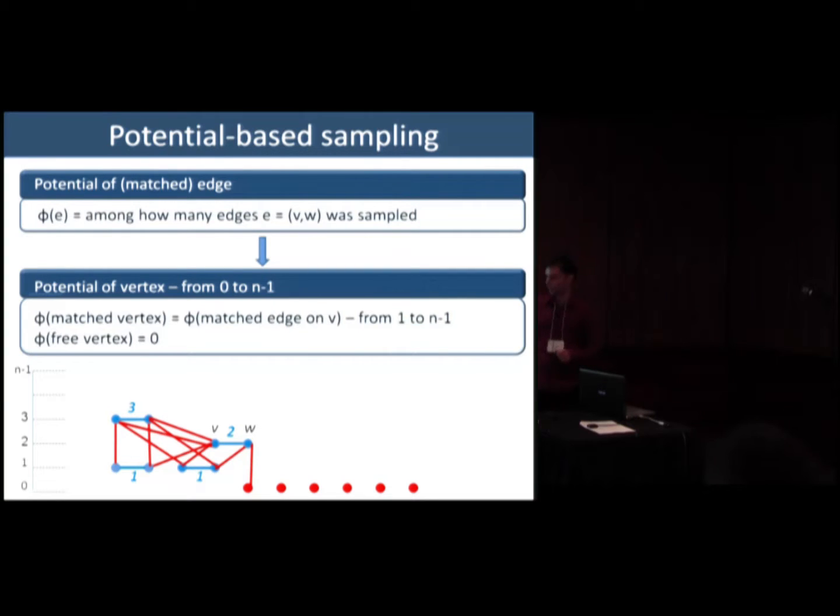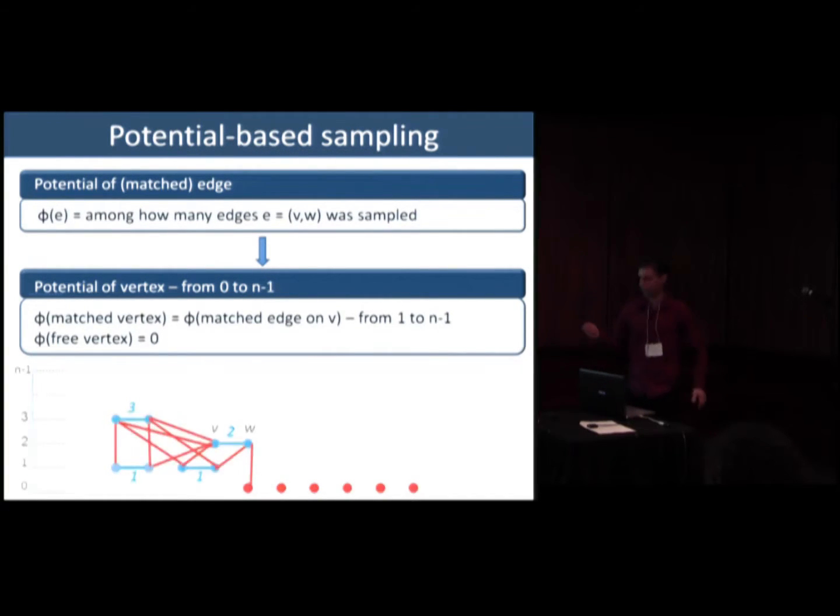In this illustration, you see a partition of the vertices into the n possible potential values. All the free vertices have value 0. The matched vertices have higher values. If you consider this edge, for example, it has a potential value of 2. This means that we sampled it from 2 options, and it also means that the two endpoints will have the same value of 2. Any questions about these definitions?